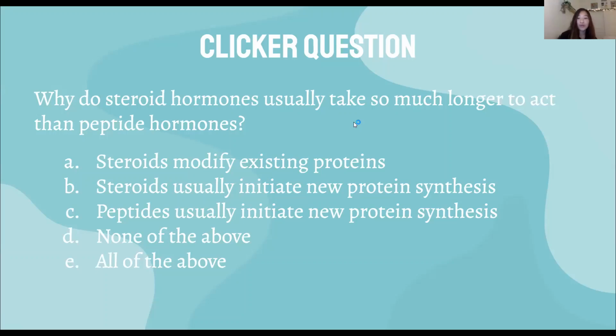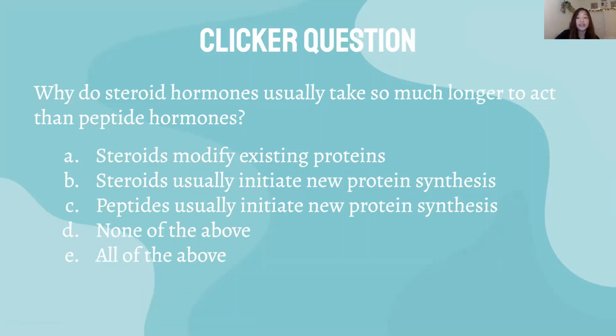So I have another question for y'all. Why do steroid hormones usually take so much longer to act than peptide hormones? A, because steroids modify existing proteins. B, because steroids usually initiate new protein synthesis. C, because peptides usually initiate new protein synthesis. Or D, none, E, all.